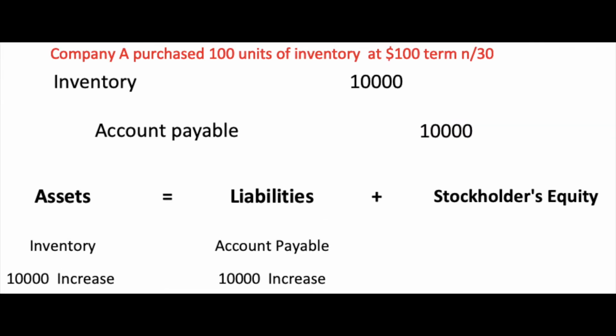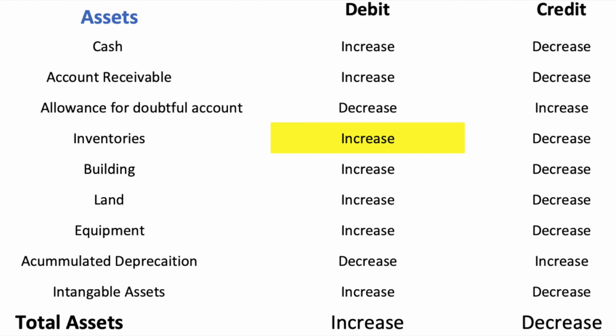Company A purchased 100 units of inventory at $100, terms N30. The entry can be done by a debit to inventory for $10,000, and a credit to accounts payable for $10,000. Assets increase by $10,000 and liabilities are increased by the $10,000. In this transaction, inventory and accounts payable are increased in the balance sheet.